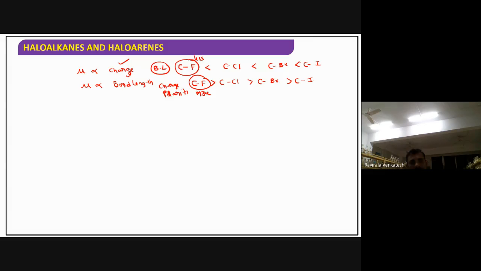My question understood here. If dipole moment is depending on charge, polarity, isn't it? Which will have more dipole moment?